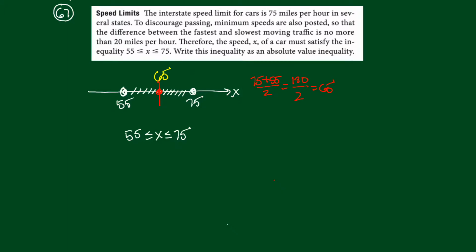If I'm at 65, where could I be? Well, I could go 10 miles an hour faster or 10 miles an hour slower. So I think we could write an inequality that looks like this. How far are we from 65? Well, we could be 10 above or 10 below. So I think we can write this as absolute value of x minus 65, right? So this says the distance between our speed and 65 has to be less than or equal to 10 miles an hour.